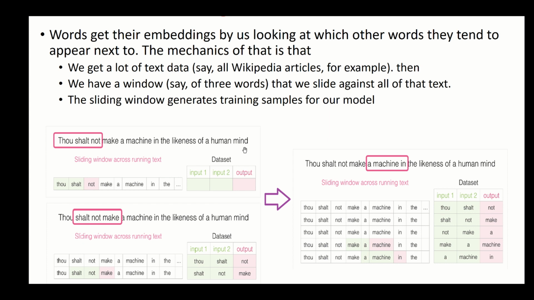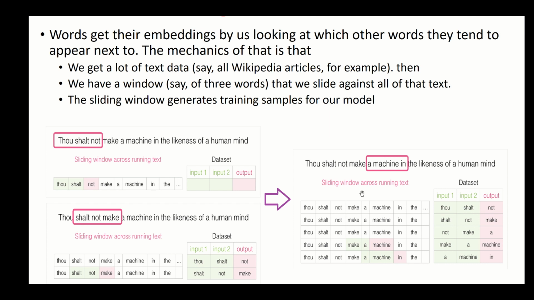This is just a line, but think about billions of documents or billions of data that you are actually working with. You have to do it across all your data, right? So we will pass through each one of them and change your window, then again to make, not make, then it should be a, then make a, then it should be machine, then a machine, then in, and it just goes on till you complete the whole thing. So this is nothing but the continuous bag of words.